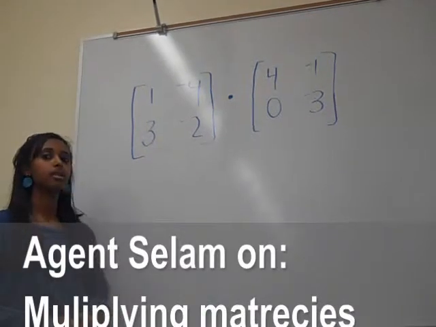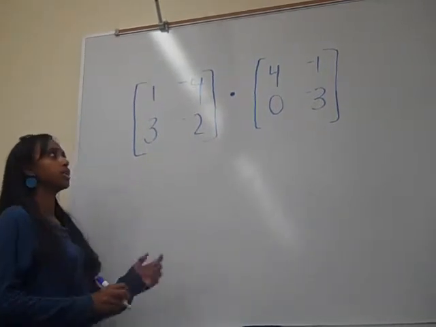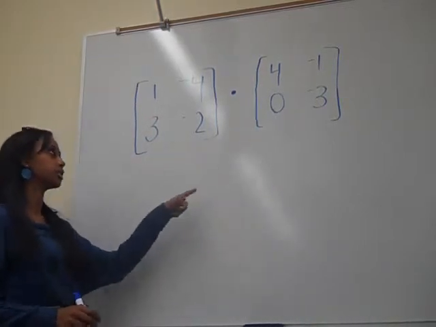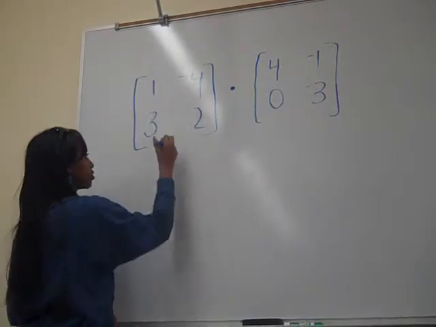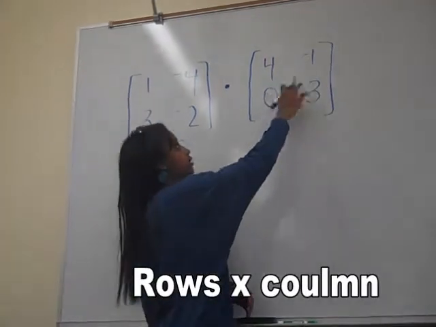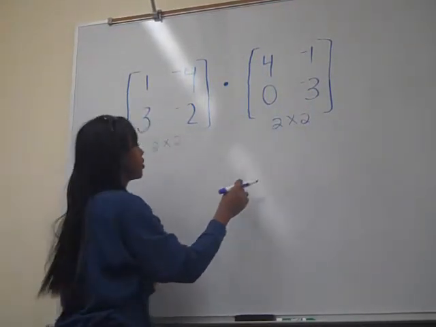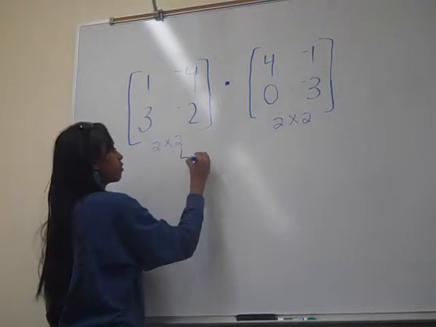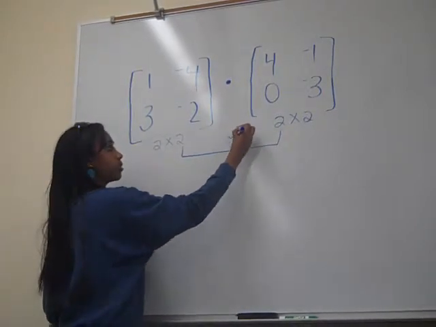Hello, today we're going to do more examples on how to multiply matrices. Before you do anything, you have to find the dimensions of both matrices. To do that, it's rows times columns. So this has 2 rows times 2 columns. And this one also has 2 rows times 2 columns. Now you have to look at the two inner numbers of the dimensions of both matrices. Since they are equal, we're able to multiply.